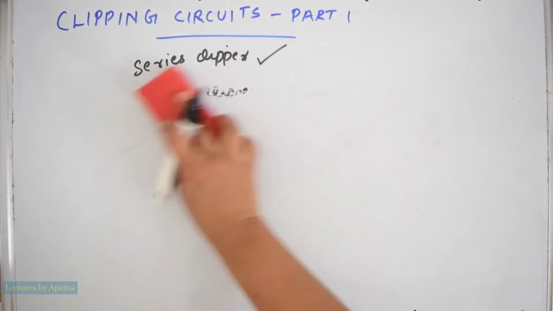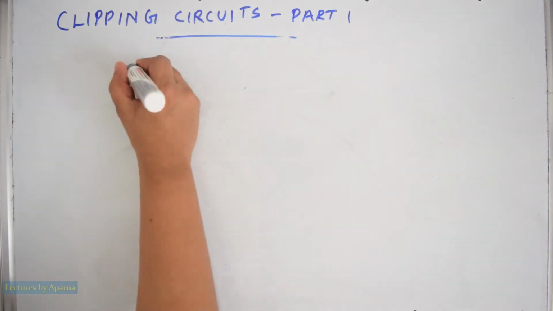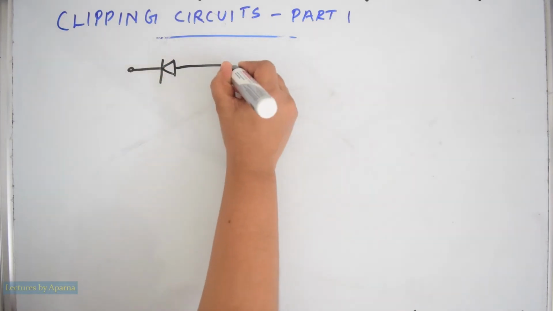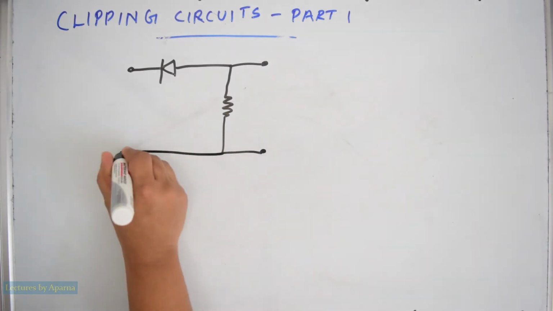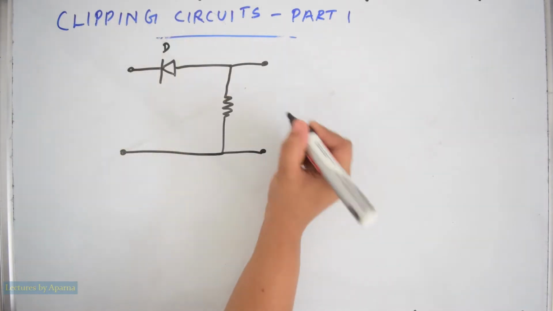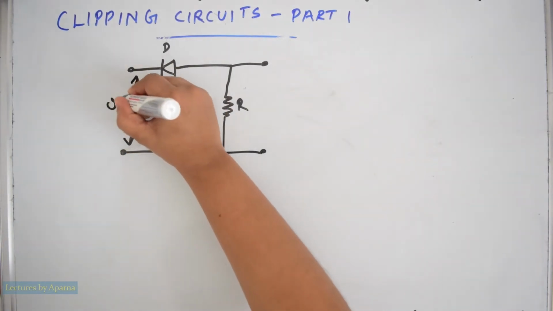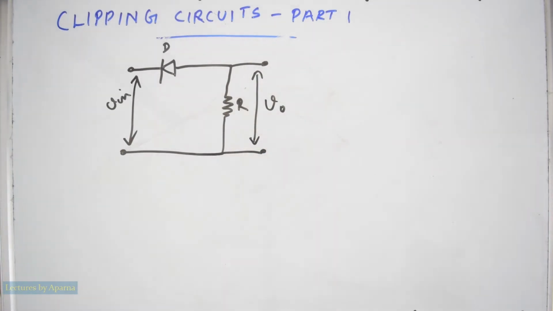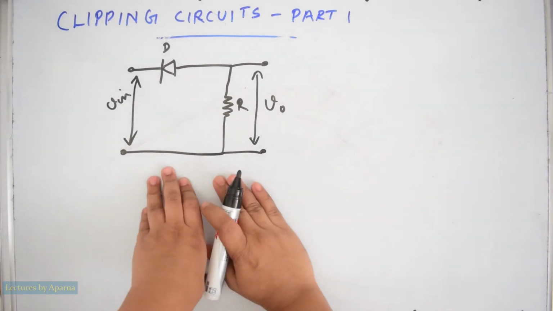So let's see a series clipping circuit, and why it is called so. I am drawing the clipping circuit. Let the diode be D and the resistance be R. The input coming here is Vin and the output is V0. Now let's see what this clipping circuit is doing.